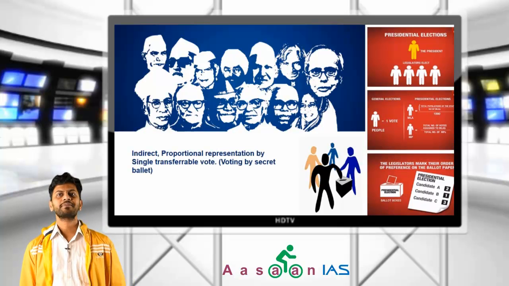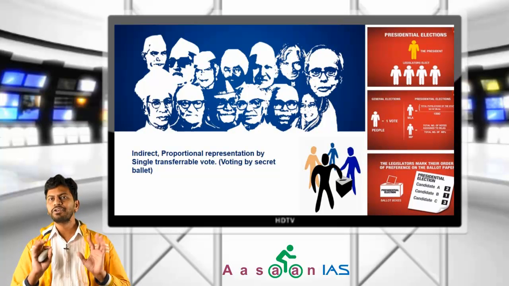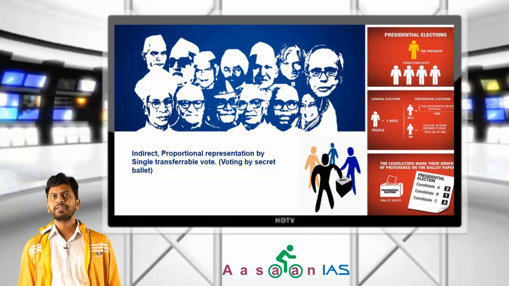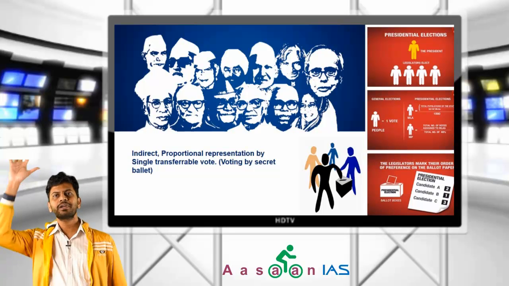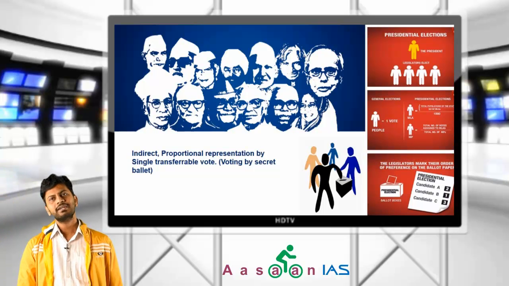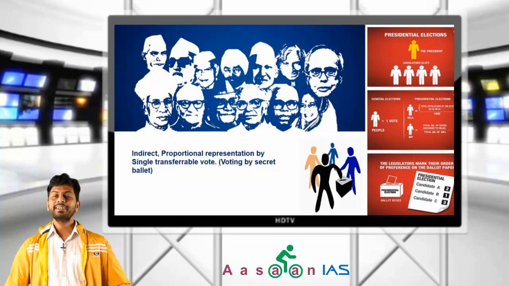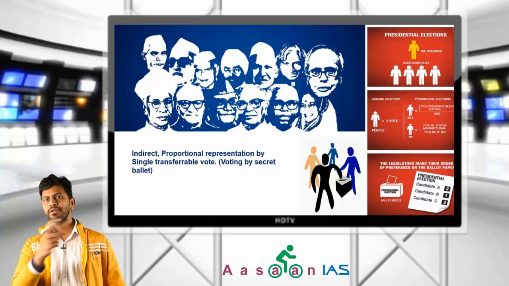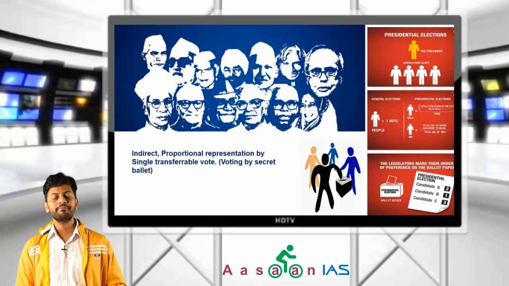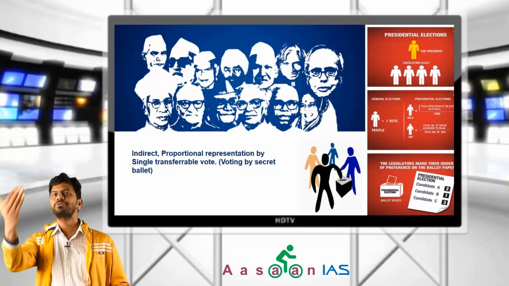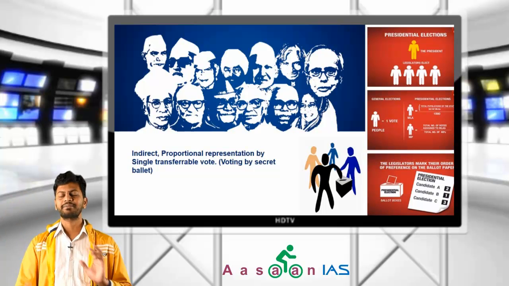Now understand this point. The way the election of president is going to be held: indirect, proportional representation by single transferable vote and voting by secret ballot. I will explain. Voting by secret ballot आप समझ सकते हैं. ऐसा नहीं हाथ ऊपर करो फटाफट काउंट करके बता दिया, ऐसा नहीं. सीक्रेट बैलेट पे वोट होगा. इनडायरेक्ट भी आप समझ सकते हैं because the people of India are not directly electing him, because we elect our representatives like MLAs and MPs and they are going to elect the president. That means it is indirect.